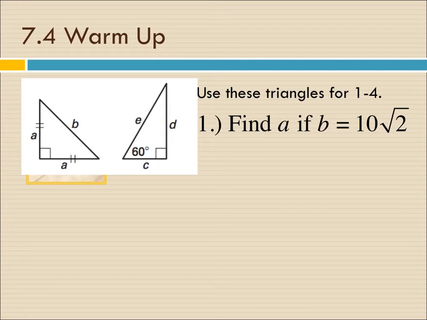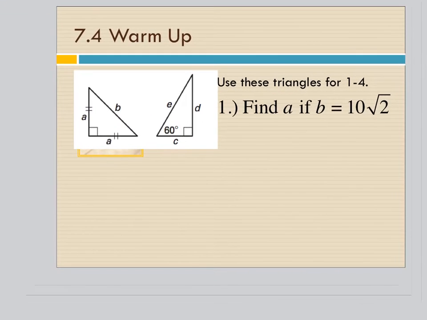Okay, so yesterday we talked about the two special right triangles, which are 30, 60, 90, and 45, 45, 90, right? These are the only ones in which you can be given only one side and find the other two without a calculator. So for number one, it says find A if B is 10 root 2. This would be on that triangle on the left-hand side. B is 10 root 2. I want to find A.